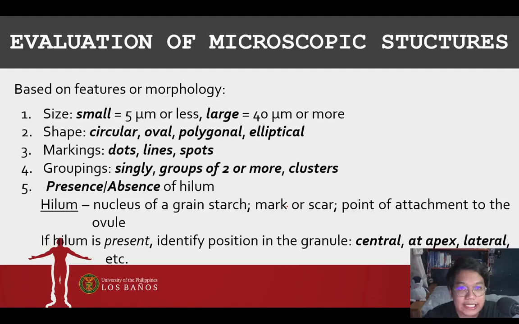Then, we have the presence and absence of hilum. So, yung hilum natin is the nucleus of a grain starch. Okay? So, it can either be a mark or a scar, and a point of attachment to the ovule. So, if hilum is present, it can be identified by the position of the hilum in the granule. So, yung position niya can either be central, at apex, lateral, and etc. Okay? So, next natin is we'll have examples. We'll have examples of microscopic structures.